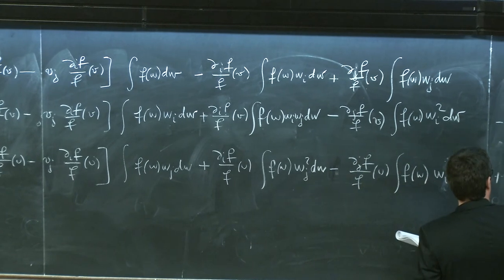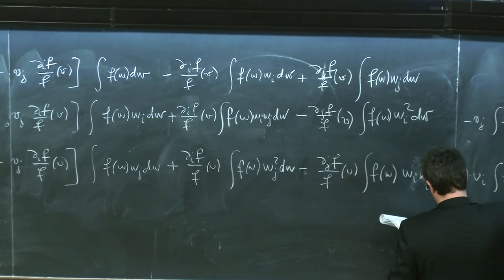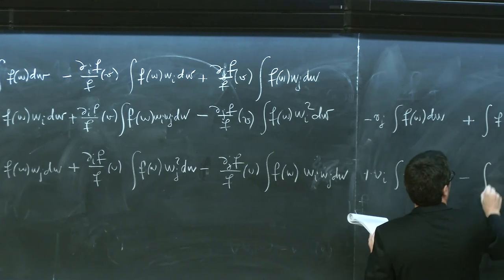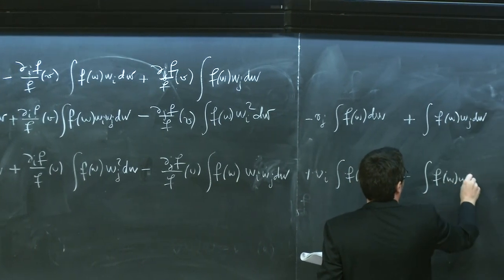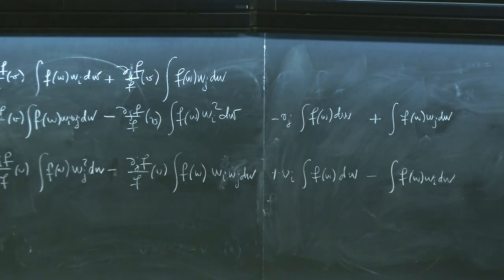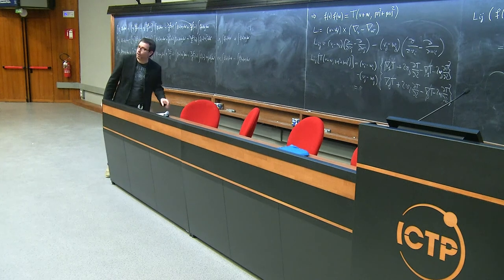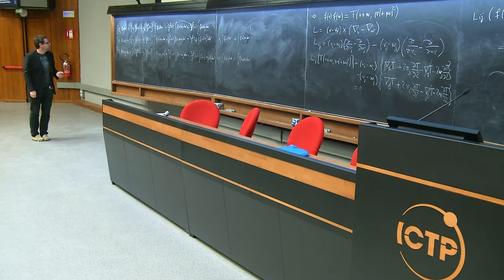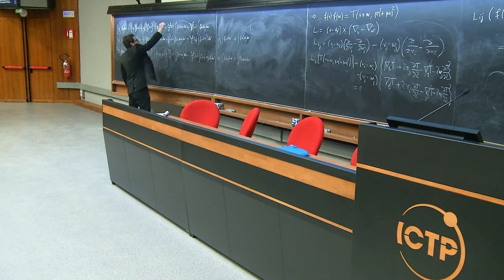And for the final terms, it's quite easy. You get vi integral of f of w dw, and minus integral of f of w, wi, dw. So basically, you take this one, you exchange i and j, and you change the signs, and you get it. Well, anyway, the whole point here is to get, actually, a system in which the unknowns are now indicated here, in brackets.